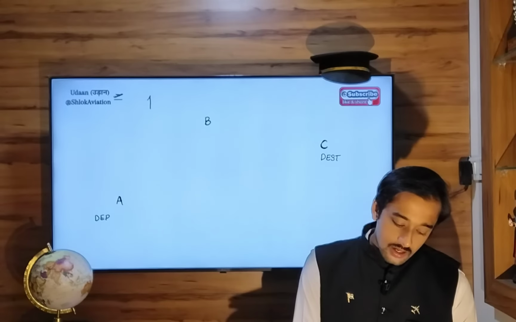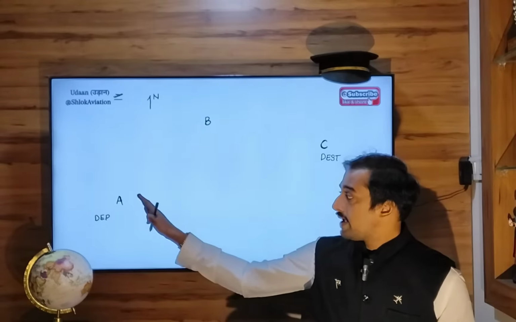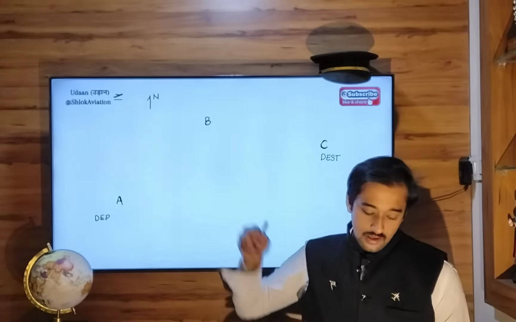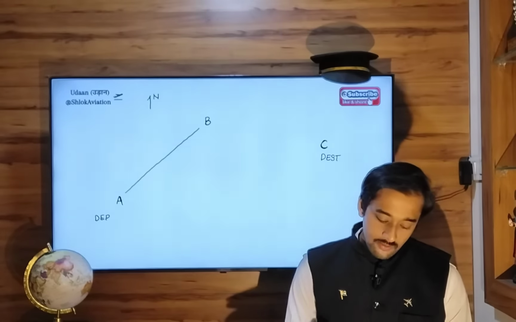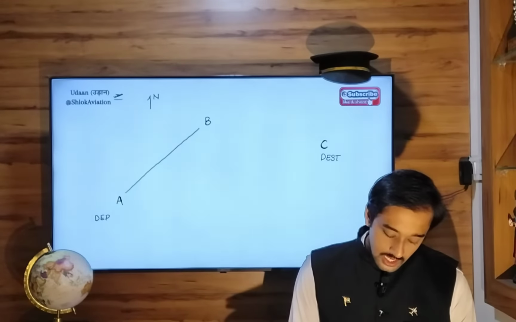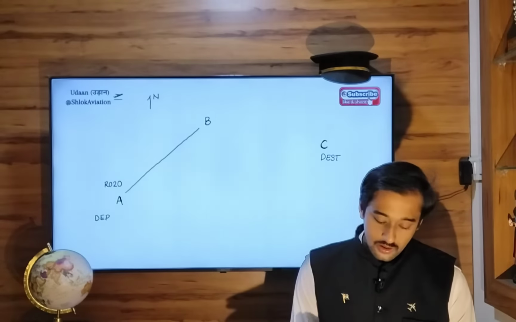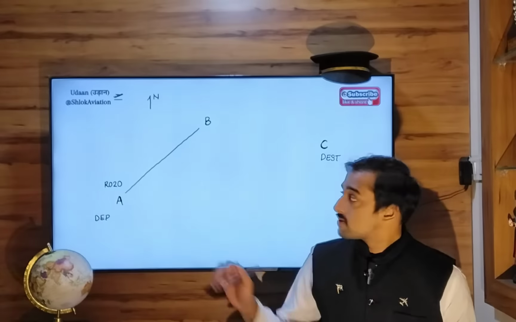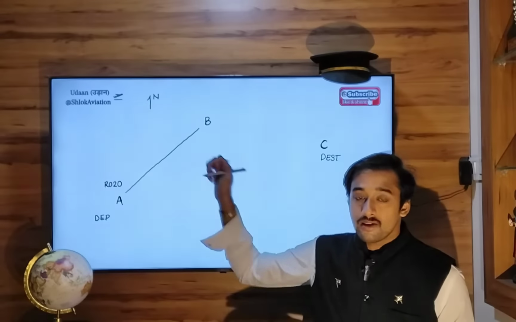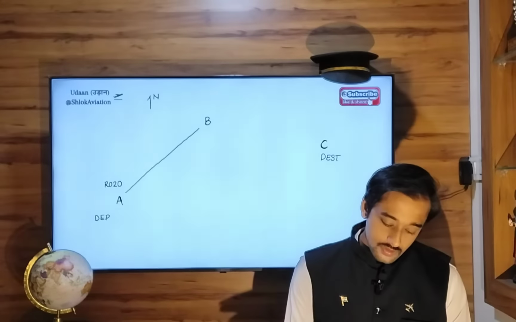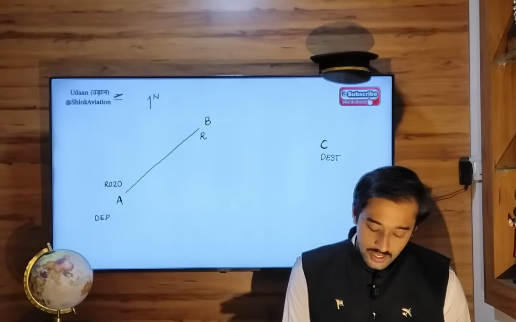This is your magnetic north direction. Now, first you have to go from A to B, the first leg, the first sector. So the approximate radial from A to B, I'm taking it to be radial 020. Starting from A, this radial will be 020. And for B, the same radial won't be 020. It will be the reverse of that: for B, this radial will be the reciprocal of 020, which is 180 plus 20, 200.